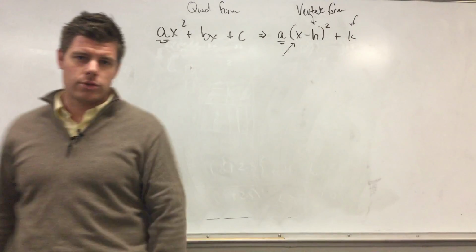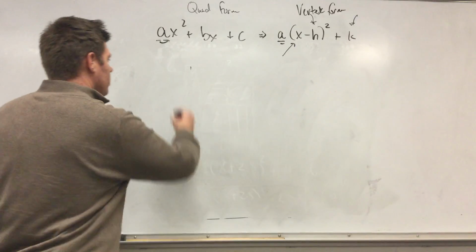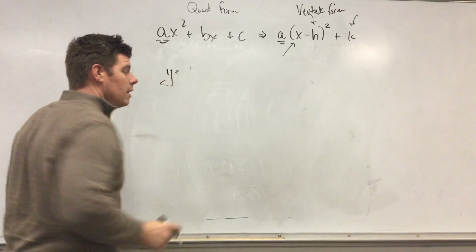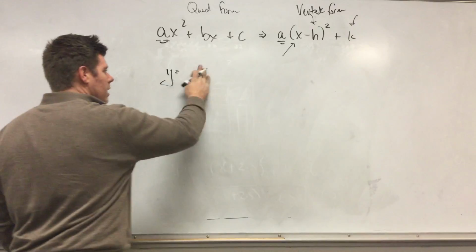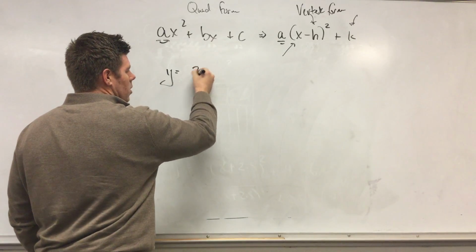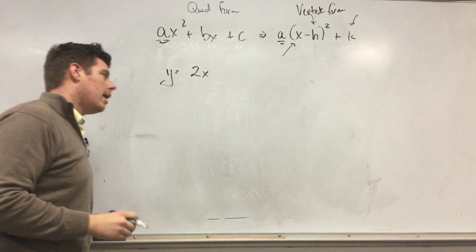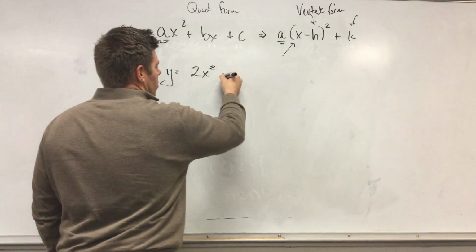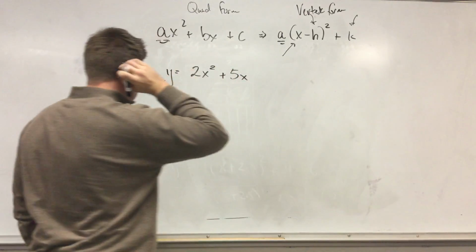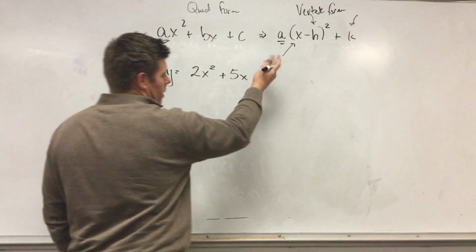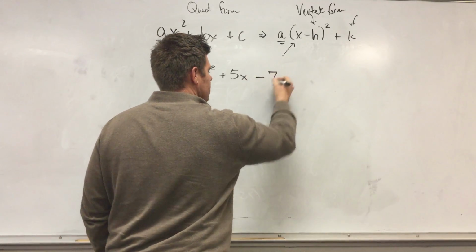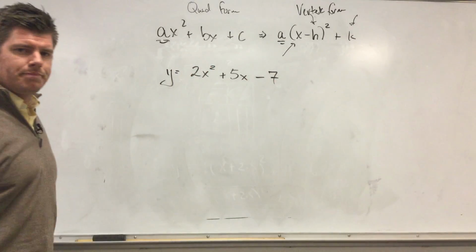If you were here, I'd ask you to give me numbers, but I'm just going to think of numbers off the top of my head and go from there. So y equals, I don't know, let's go 2x squared plus 5x, and because we had plus before, let's go minus 7. So here we go.